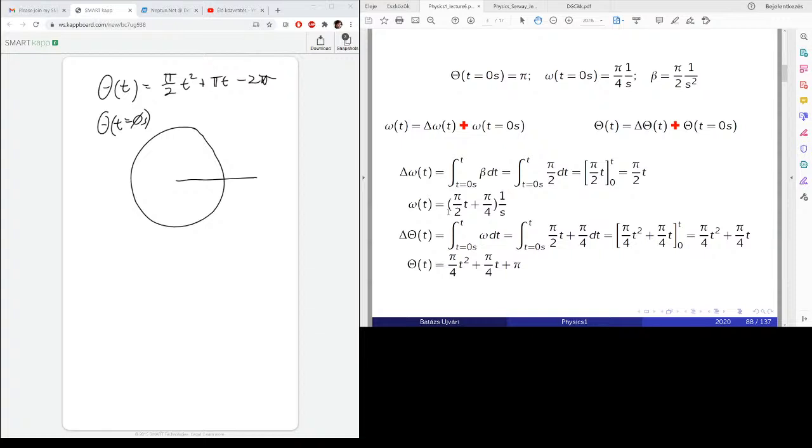So it's pi over 2 times 0 squared plus pi times 0 minus 2 pi. What's this minus 2 pi? This is where I start. This is the positive direction, this is theta equals 0. Since this is the positive direction, I have to move in the negative direction by 2 pi, but technically it's still in the original position, theta equals 0. Alright, can you tell me where the body is, for example, at 2 seconds?